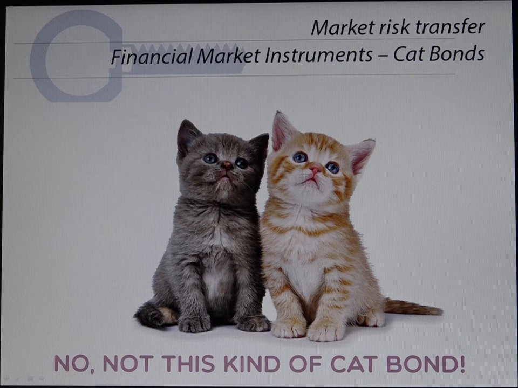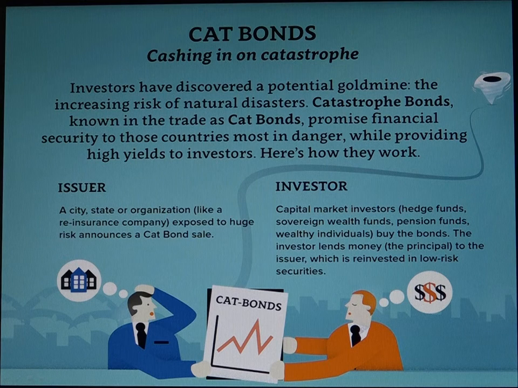The most popular capital market products associated with catastrophic risks are catastrophe bonds, briefly known as cat bonds, however, not this kind of cat bonds. They are issued and traded mainly in the institutional investor marketplace and are similar to a corporate bond. The issuer is usually a city, state, or organization, like a reinsurer, exposed to disaster risks.